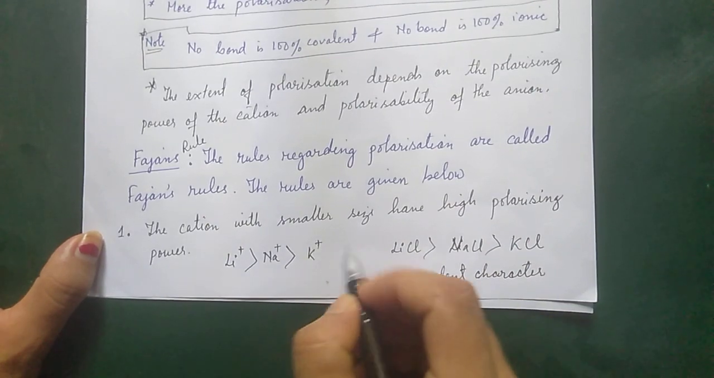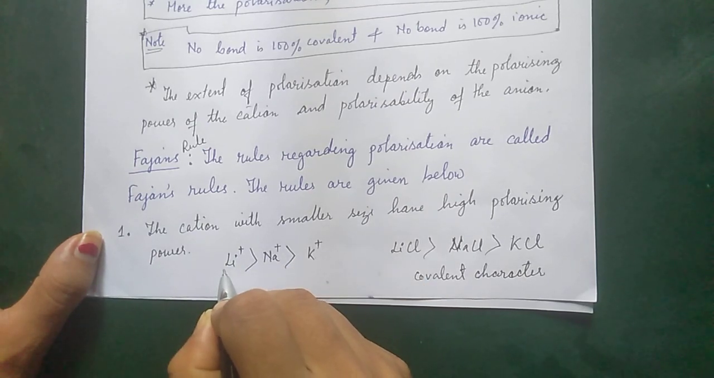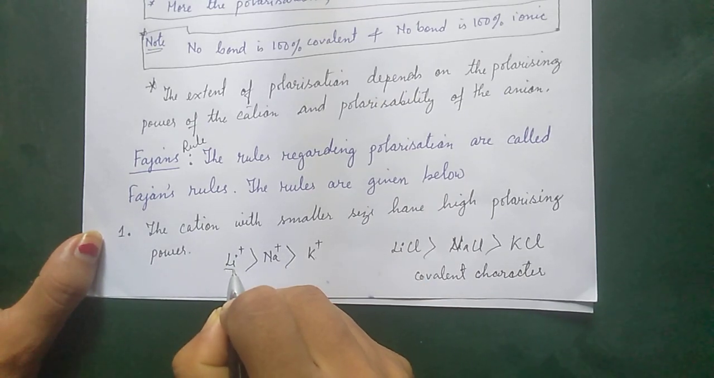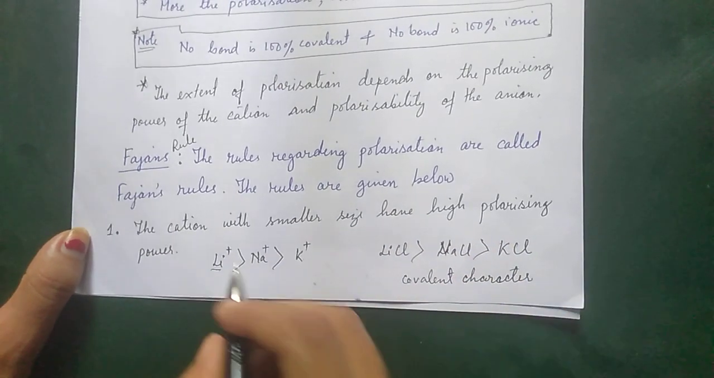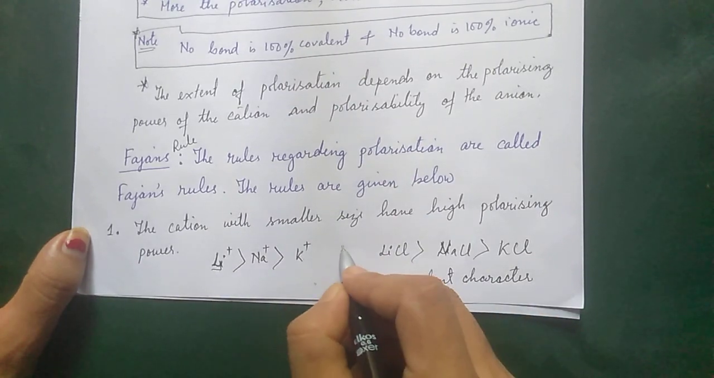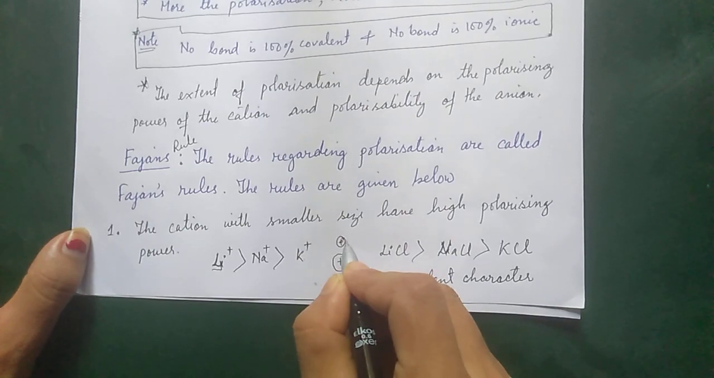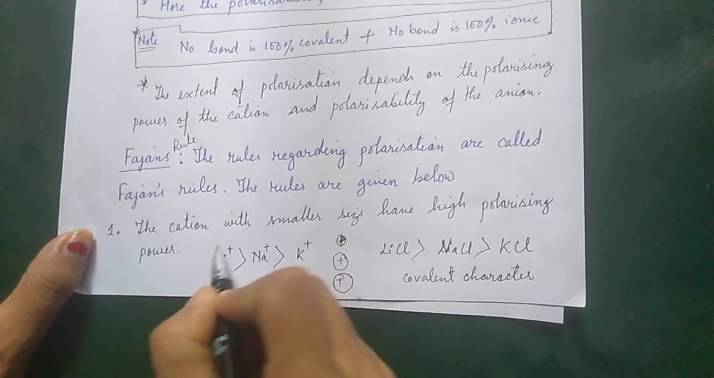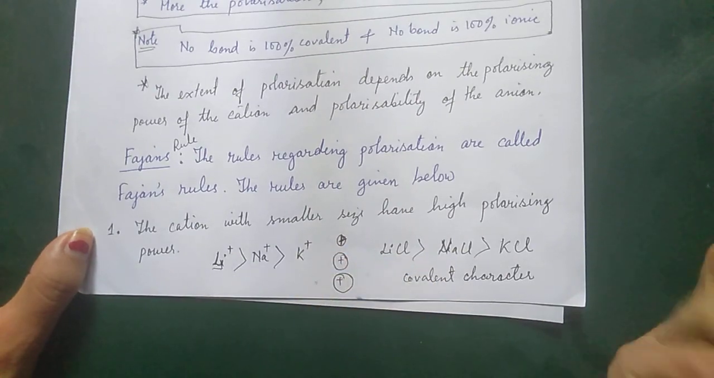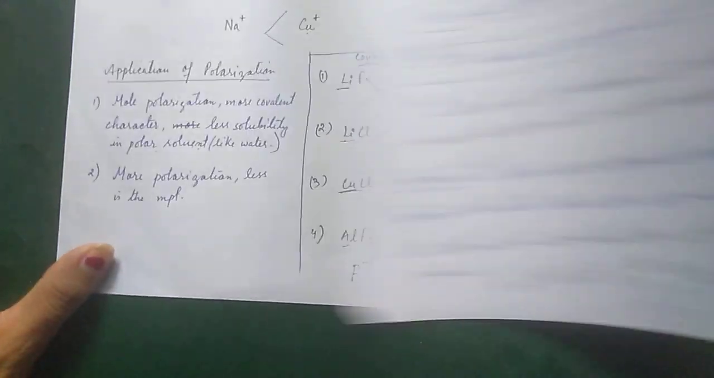Lithium, sodium, potassium belong to group 1, and lithium has the smallest size here. The smaller the size of the cation, the more is the polarizability, and the more is the covalent character. Because the size of the cation is small, the distance is very less, so the nucleus is very much effective. So smaller the size of the cation, more is the polarizing power of the cation, and more is the covalent character.